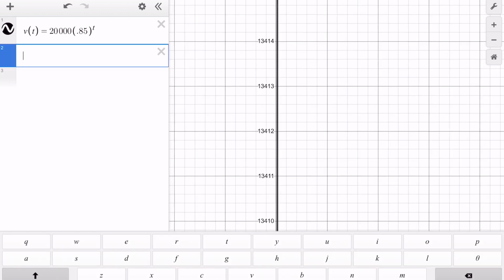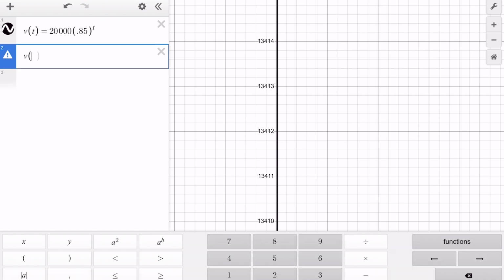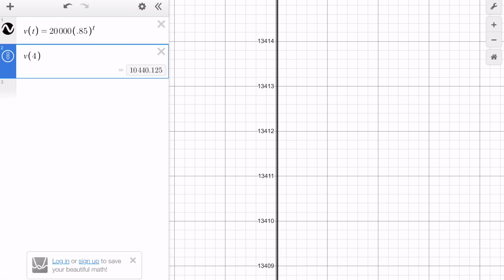Okay, so what I can do on the second line is literally just put v of 4, looking for when t is 4, so just plugging in 4 there. And Desmos is going to do this calculation for us right here, telling us the answer is 10,440.125. And so in this problem, v of 4 is the value of this car at time equals 4. We can just plug it in.